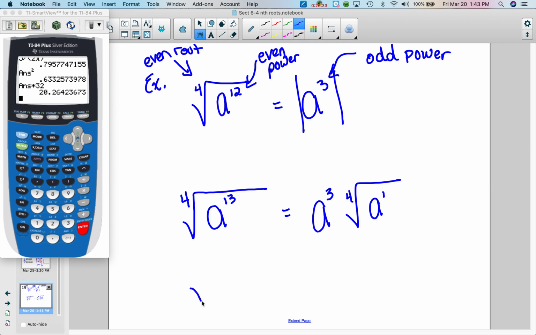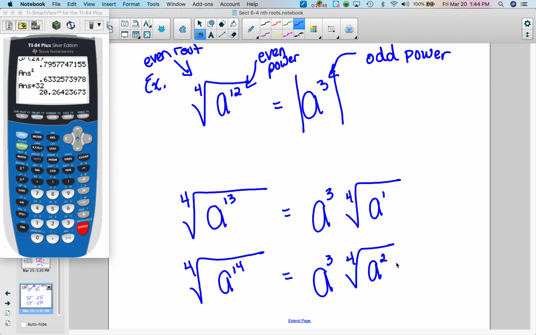However, if I had a to the 14th, 4 goes into 14 3 times with 2 left over. I still have the potential where a could have been negative because even, and what came out was odd. So I would need absolute value in that case. I don't know that you guys have anything where there's something left over today, but I just wanted to talk about that, so you'd be ready for it if you see it.